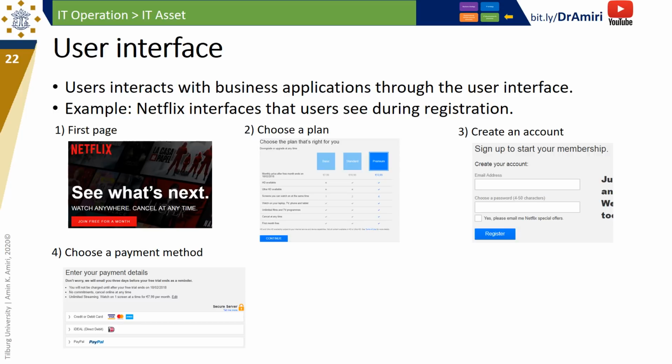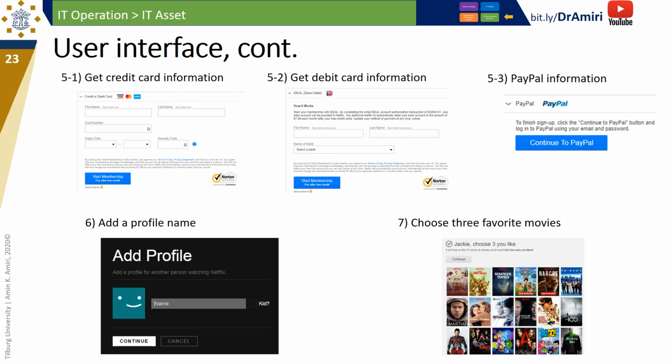see another interface to choose a plan, either basic, standard, or premium. After that, you need to create an account by giving your email and password. Then you need to choose a payment method. A new interface is shown to you where you need to select either credit card, Ideal, or PayPal. After that, based on your selection in the previous user interface, you will be taken to either of these three interfaces where you either give your credit card information or your debit card information or your PayPal information.